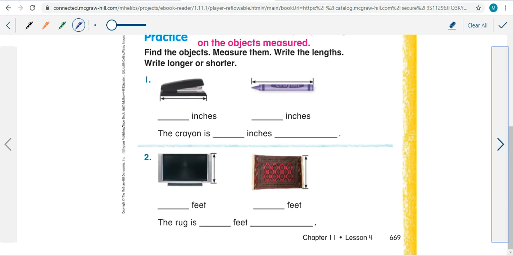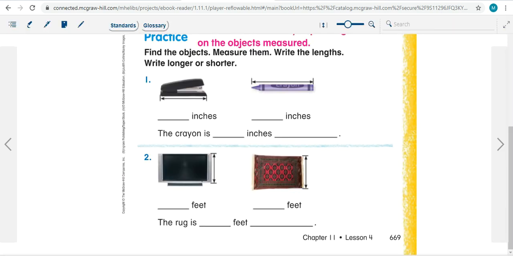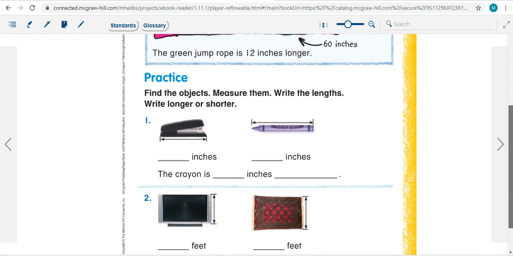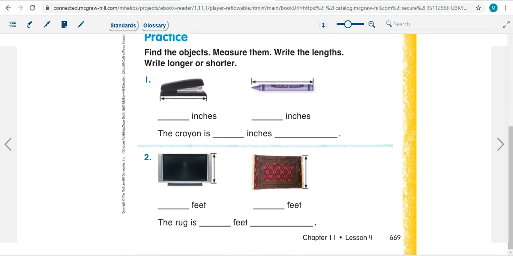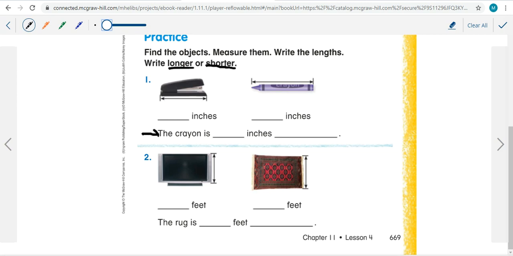Turn your pages please. Okay, we're going to do the same thing that we have been doing, and for my homework, this part you're going to do by yourselves. Remember this part please. Longer or shorter, it will depend on the question, okay, and it depends on the measurements of the objects. Remember that to find the difference you need to subtract.